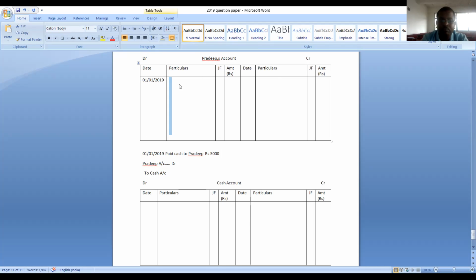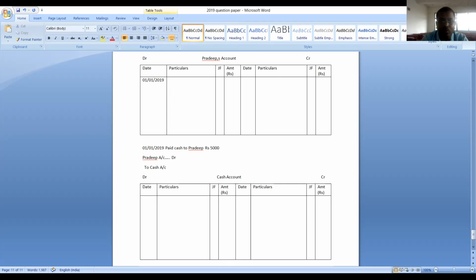In the particulars column, what should we write? We should write the name of the account that is credited. See here, Pradeep's account debit to cash account. Journal folio column will be nil. Ledger amount column is how much? 5,000. Understood? Pradeep's account debit.